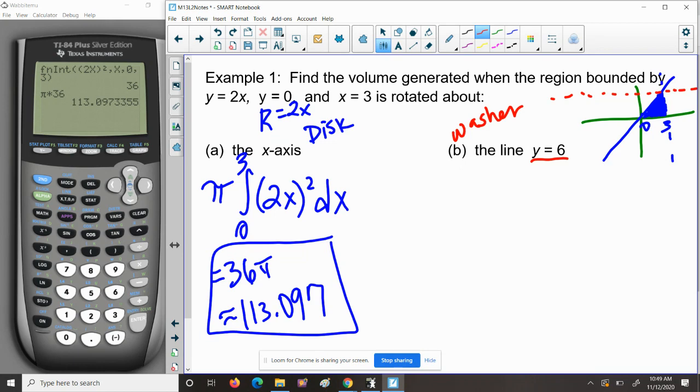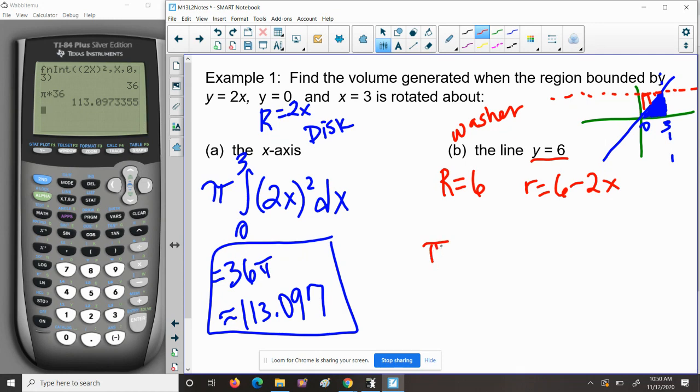Now with washer, we need to find big R and little r. Big R is going from the line of rotation to the furthest part away of the region. So if we start at 6 and we go to the furthest part away, every time we're going to 0, so big R would actually be 6. Little r, we'd be starting at the line of rotation and going to the closest part. So we're just going right here every time for little r. That would be 6 minus whatever 2x is. So little r is 6 minus 2x.